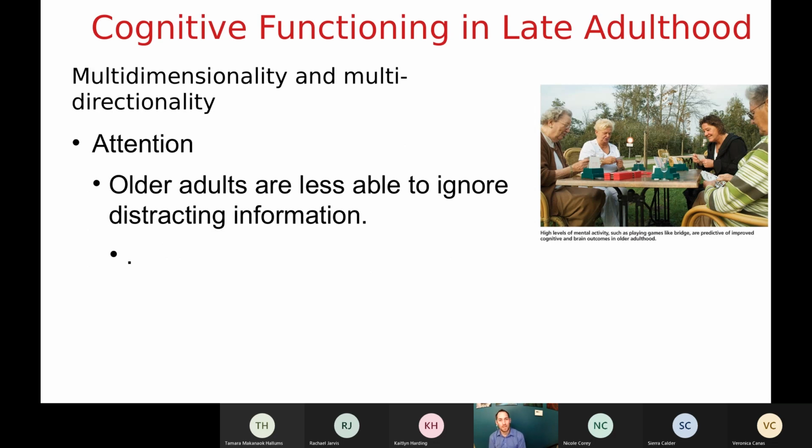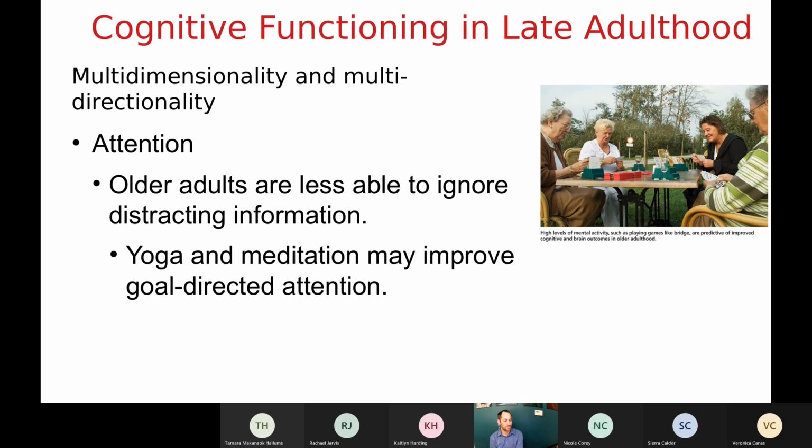So one of the cognitive abilities we talked about very early on in the class, and we kind of touched on each of these at different times, is attention. Attention is one of the most important cognitive faculties that we have, the ability to attend to things, to discriminate from other things. So older adults, in late adulthood, as we get closer to 75 and beyond, are less able to ignore distracting information. So it can be a challenge.